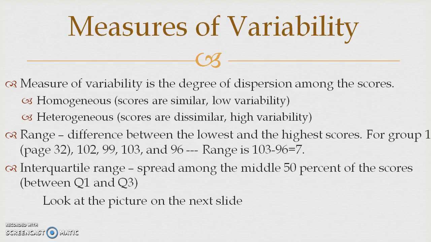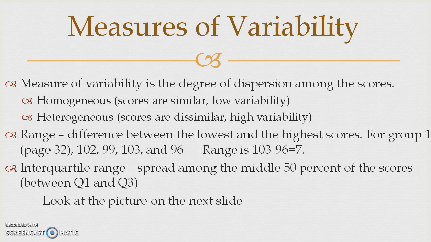Another way of interpreting the data is to use the degree of dispersion. That means, are the scores very similar to each other? That is homogeneous. Or are the scores dissimilar to each other? There is a high variability.